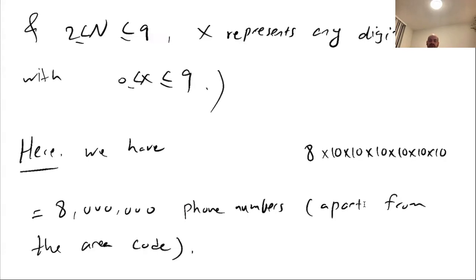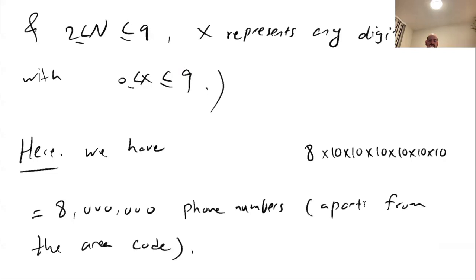Or 8 million boxes. So if I had 8 million people, then one area code would be enough, because apart from the area code, I have 8 million distinct phone numbers. Everyone could have one distinct phone number and everyone would be happy. But once I have 8 million and 1 people, according to the pigeonhole principle, I will have at least 2 people with the same phone number, which is not good.